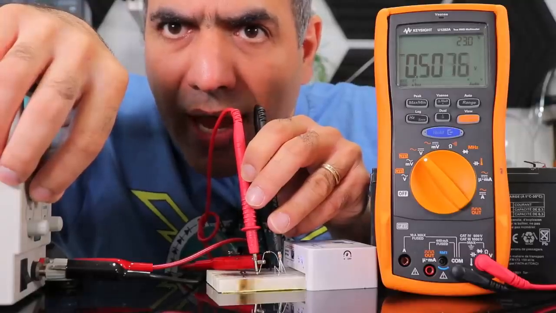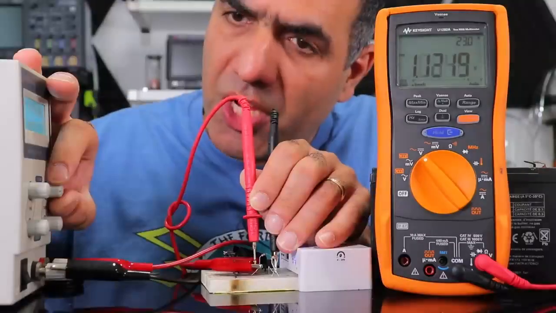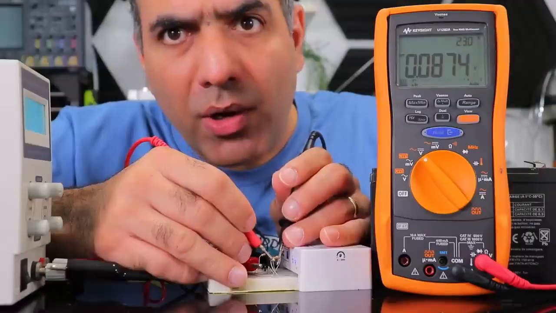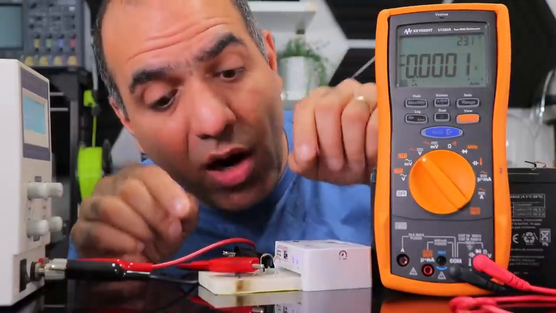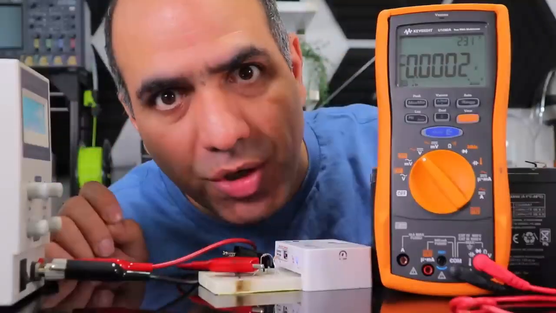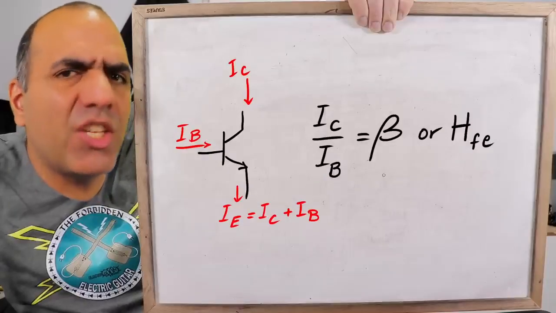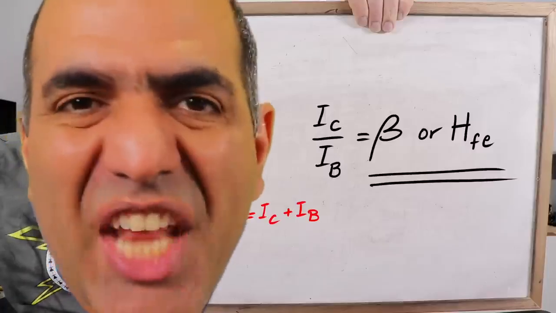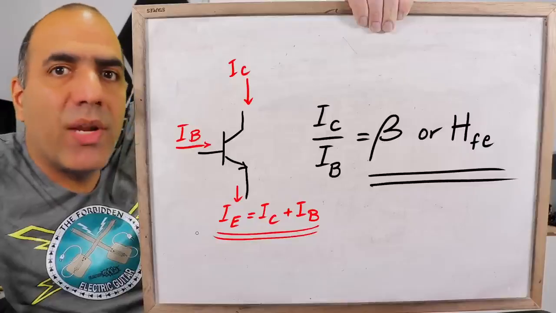Base current is around half a milliamp and collector current is 66 milliamps. Change the base current to around 1 milliamp and the collector current is around 87 milliamps. So like I said, we typically have a large collector to base current ratio, which is a factor we call beta, or as more commonly used in data sheets, HFE for some reason. Just remember the names. And of course the emitter current is the sum of base and collector currents.